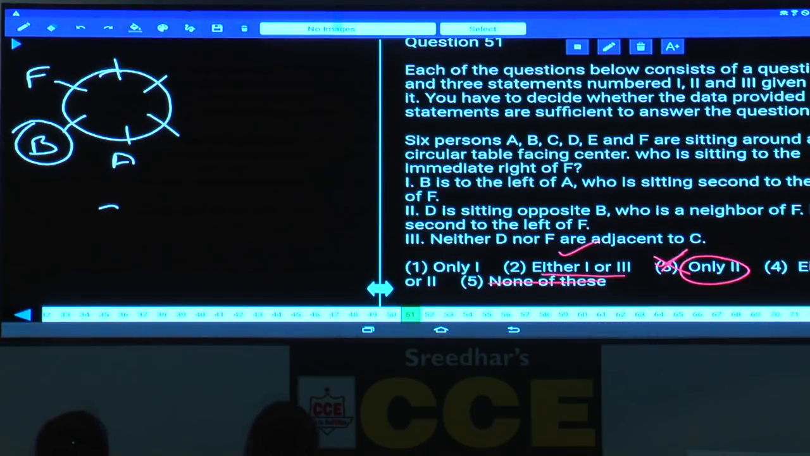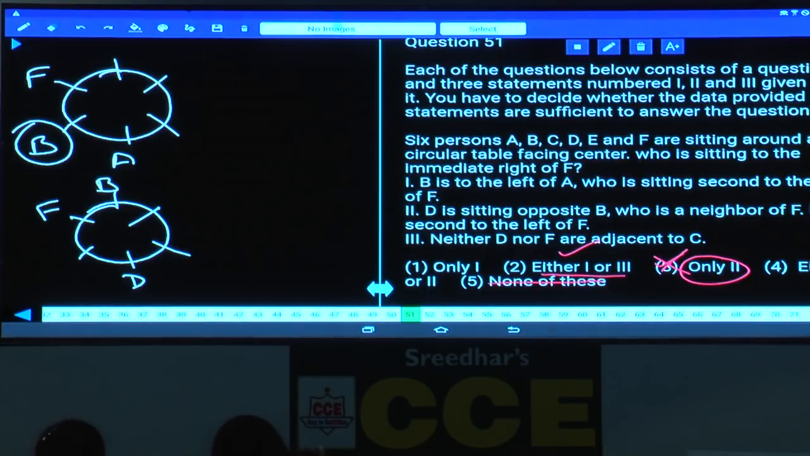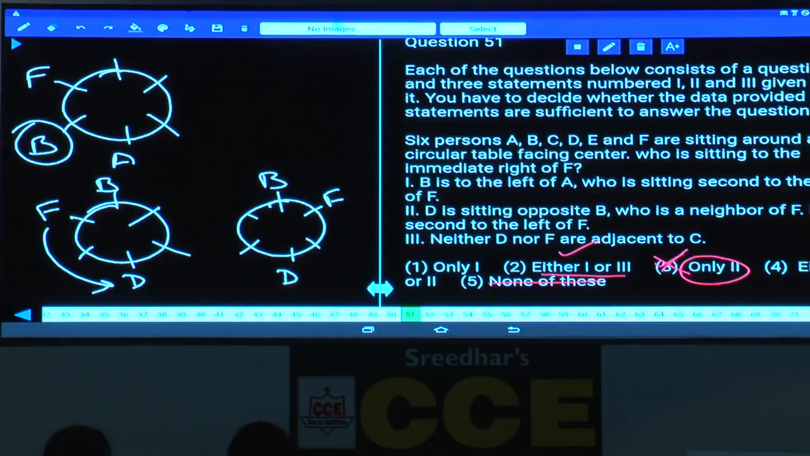Now let us check out with only 1 or 2. Now, if you check out with only 2, condition number 2 alone. D is seated opposite B. D and B are opposite to each other. B is a neighbor of F. As B is a neighbor of F, F can be either here. And what is the second possibility wherein we can have this F? D is here and B is here and F will be here. D is opposite B. B is a neighbor of F. D is seated second to the left of F. As D is seated second to the left of F, this case is not possible because here D is seated second to the right of F.